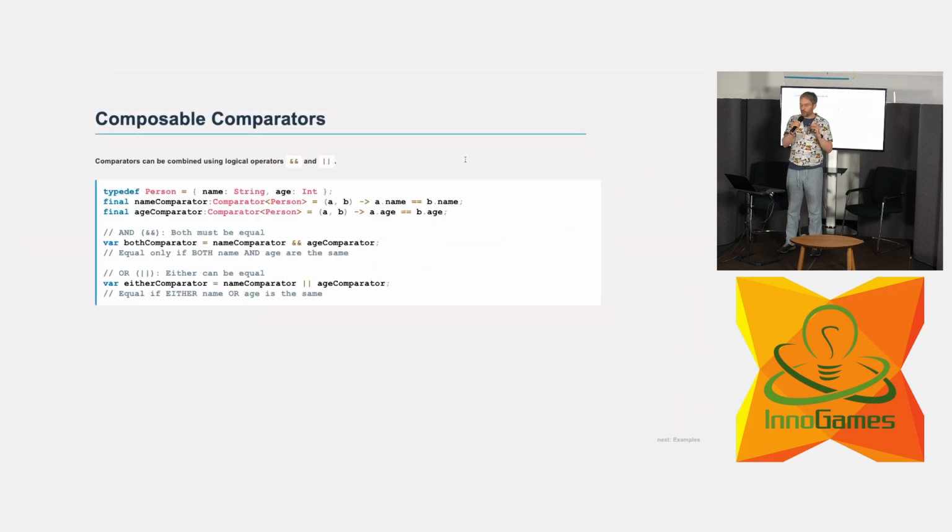You can compose comparators via and or. So in this case, you have a person with a name and an age. You have a name comparator for the name field and an age comparator for the age field. And the both comparator now says name and age must be equal, and the or comparator says either one. Right? Just makes total sense to have that, and it gives you a new comparator and you can plug in any as you like.